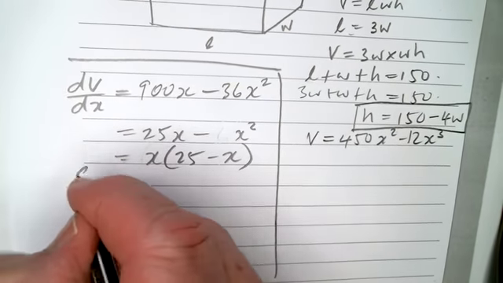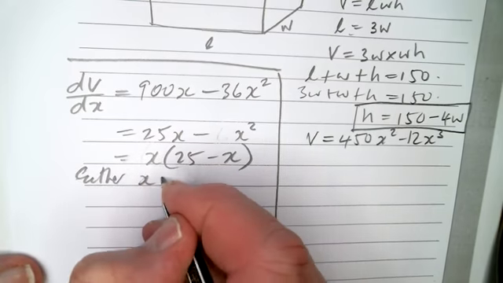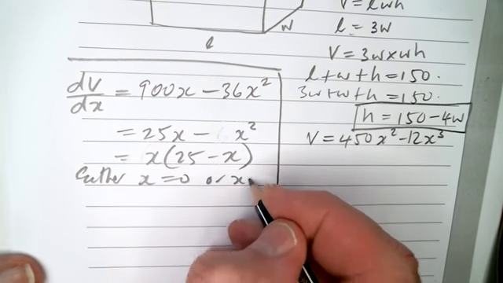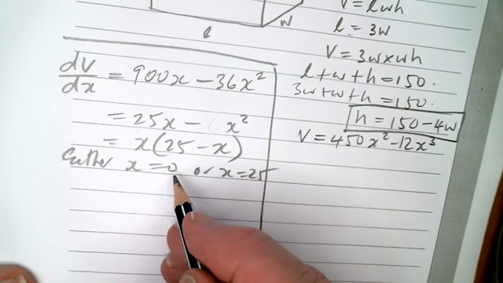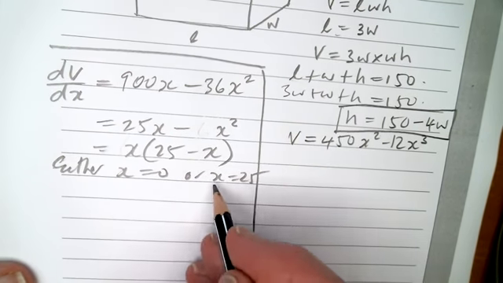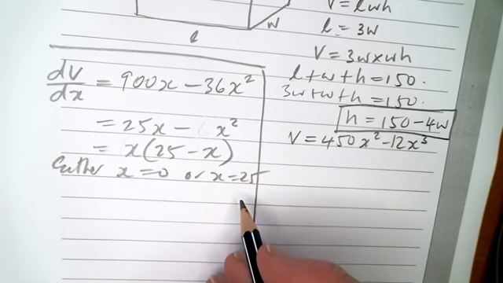So either x is 0 or x is 25. Well, it can't be 0. We can't have a width of 0. So we're going to have a width of 25. That would have to be the maximum.